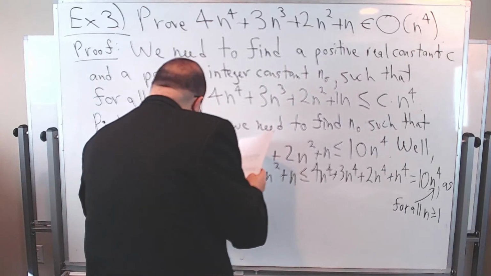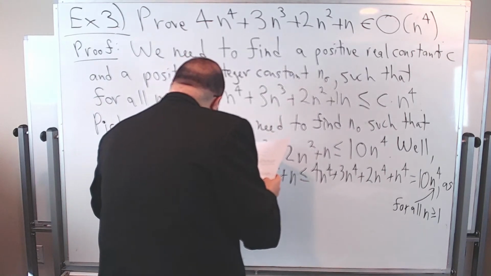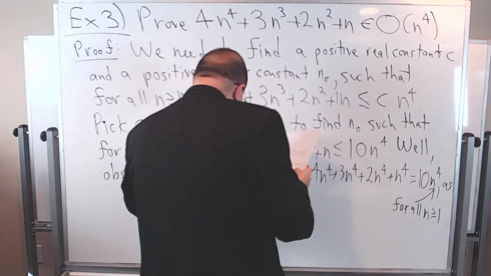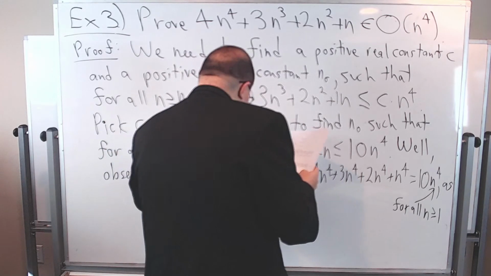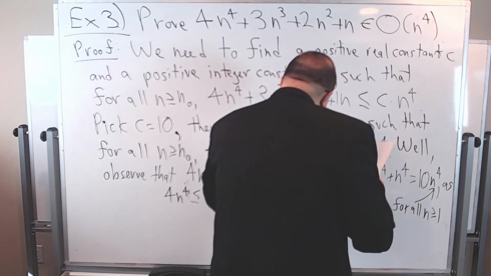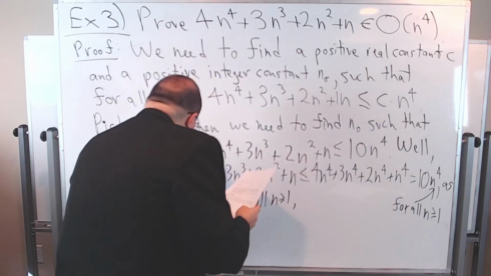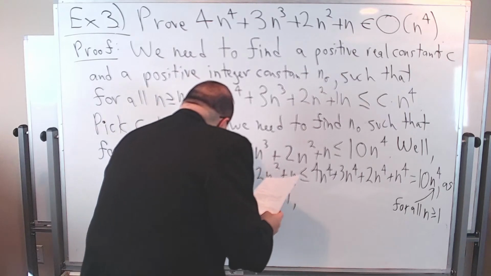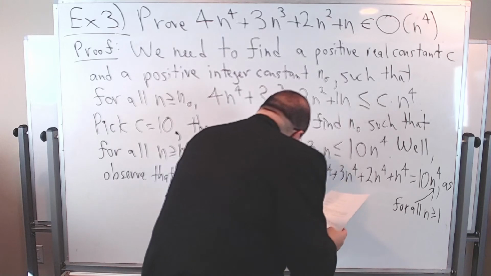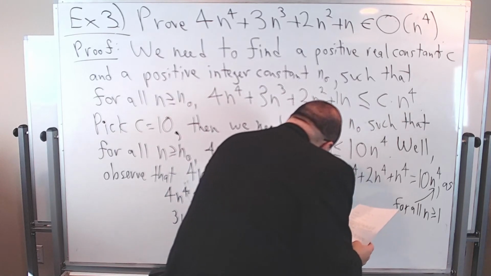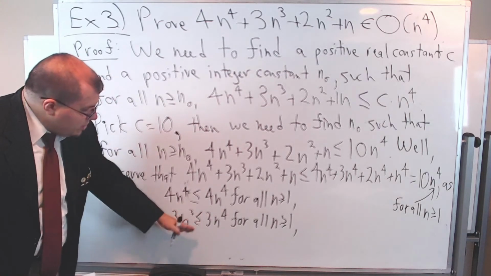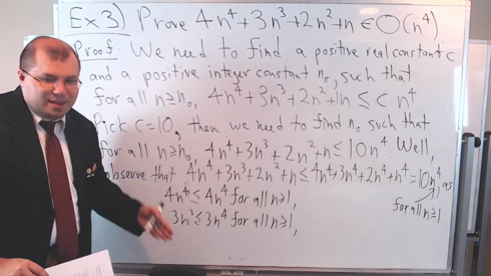As 4n to the 4 is less than or equal to 4n to the 4, for all n greater or equal to 1. 3n cubed is less than or equal to 3n to the 4, for all n greater or equal to 1. Does everybody see how you do that? You just divide both sides by 3n cubed. You end up with a term on this side where it says n is greater or equal to 1.